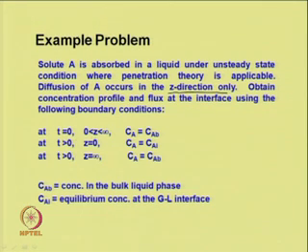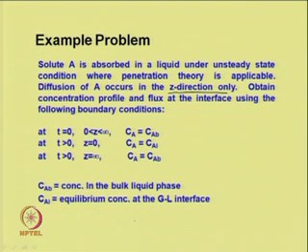At t equal to 0, z greater than 0 and less than infinity, CA will be CAB, the bulk concentration, that is the concentration in the liquid bulk. At t greater than 0, z equal to 0, that is at the interface, the concentration of solute A will be the interfacial concentration CAI. At t greater than 0, z equal to infinity, that is at infinite depth, CA will be the bulk concentration.